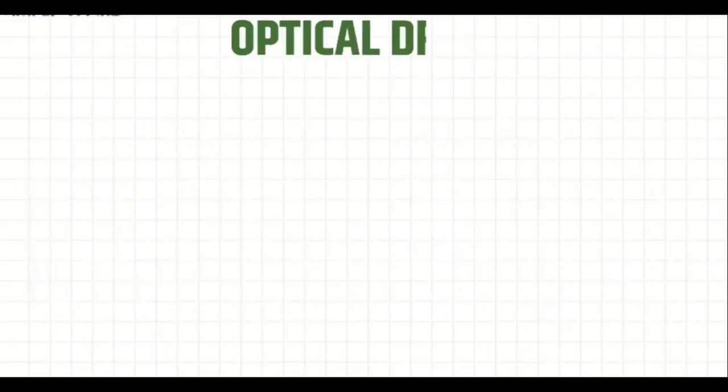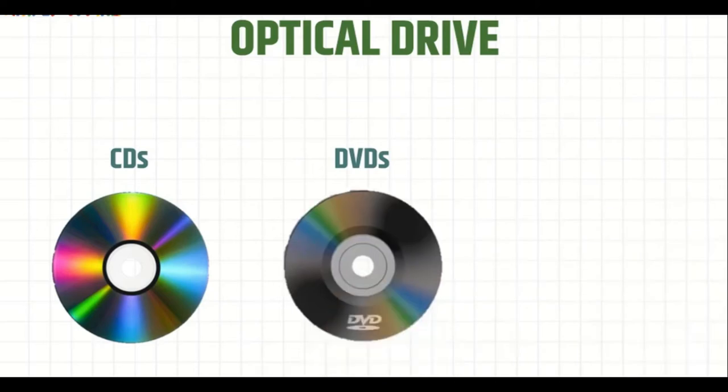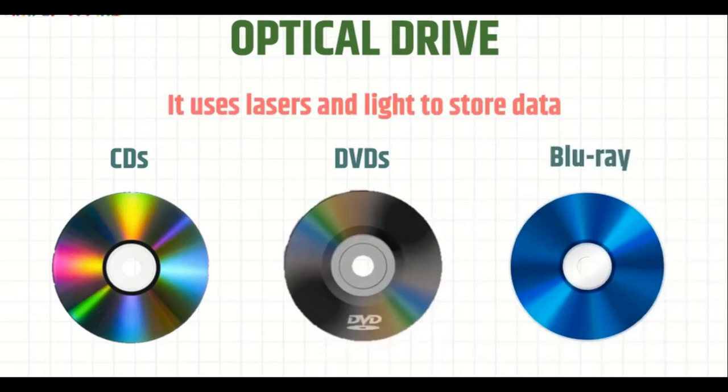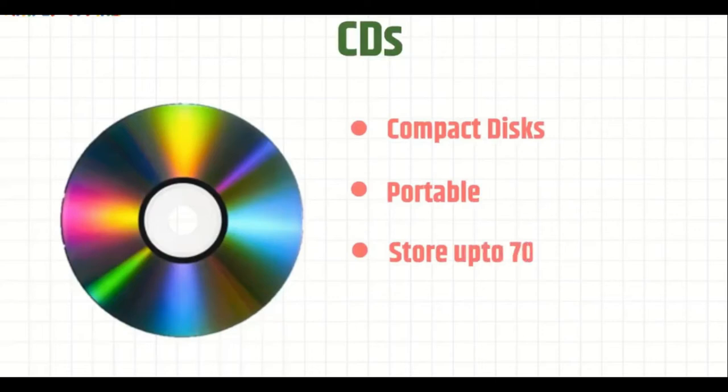Next is optical drive. It includes CD, DVD, and Blu-ray disc. It uses laser and light to share the data. CD stands for compact disc. It is portable and stores up to 700 MB of data.